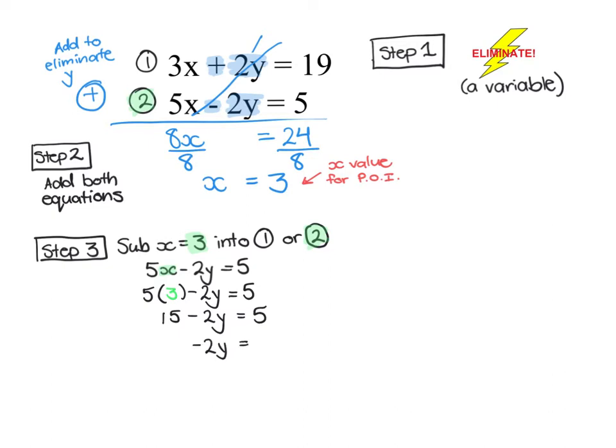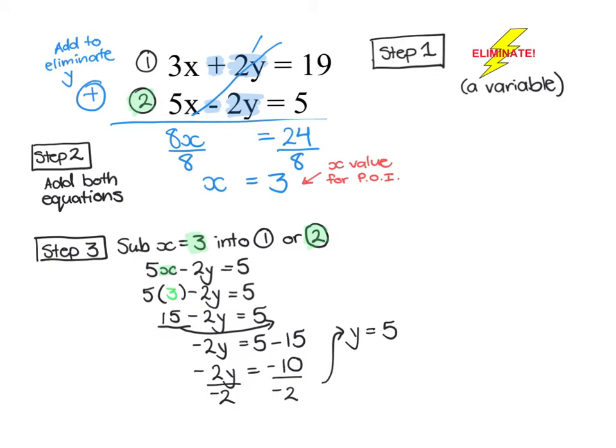So leave the negative 2y and the 5. And when we move the positive 15 over to the other side, it becomes negative 15. So negative 2y is actually equal to negative 10. Now let's get rid of the negative 2 attached to the y. So divide both sides by negative 2. And I'm just going to write the answer over here so I have more room. So our y is actually equal to positive 5.